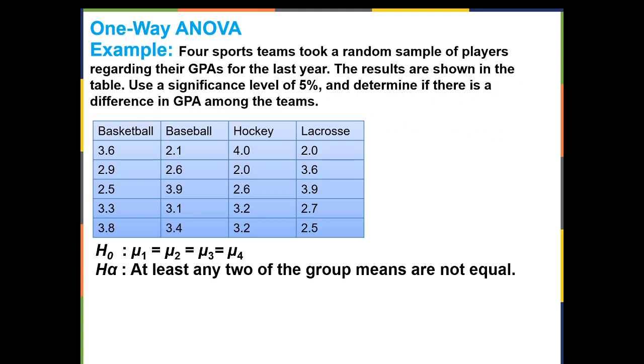All right, so let's do a few more. Just show you a few more of these. A sports team took a random sample of players regarding their GPAs for last year.